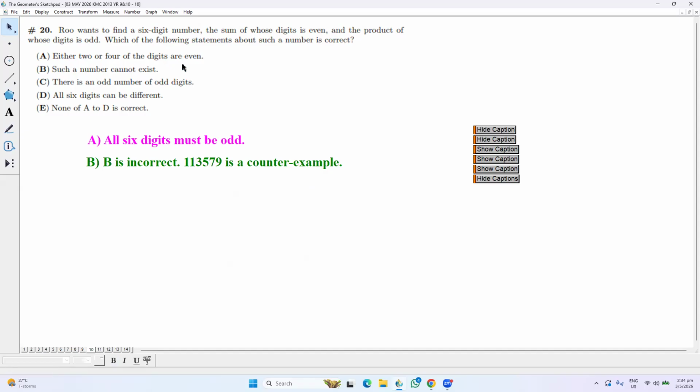Such a number cannot exist. We know it's incorrect because we can have 1, 1, 3, 5, 7, 9. It exists. All 6 digits. The product of which is odd is all odd. There is an odd number, odd digits. No, we have 6-digit numbers, so 6 odd digits.